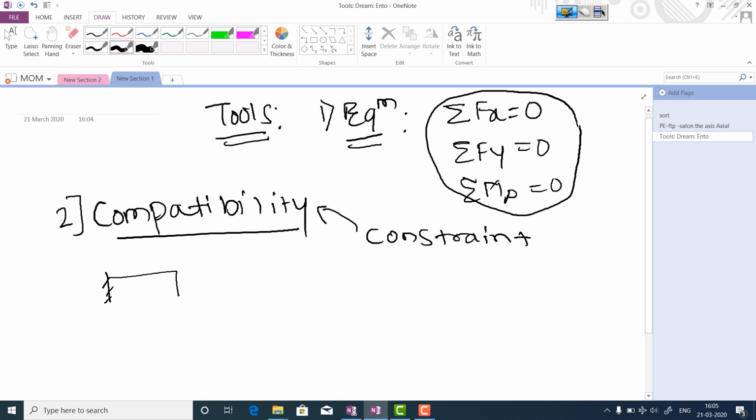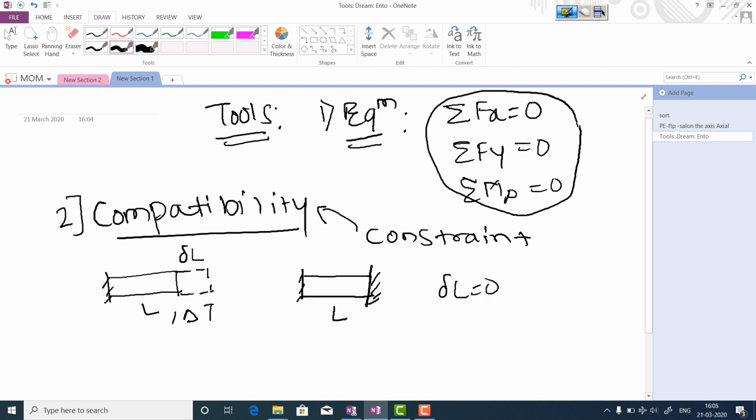Suppose there is a beam of length L, and if we increase its temperature by delta T, what will happen? Its length will increase by delta L. But suppose we fix this on the other side, then we know that even if we increase or decrease its temperature, its length will remain the same. That means the delta L will be 0.